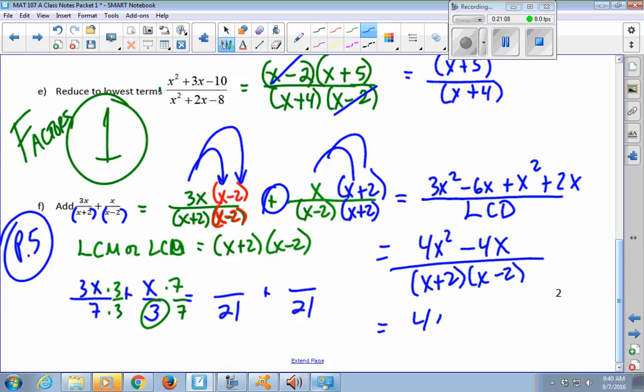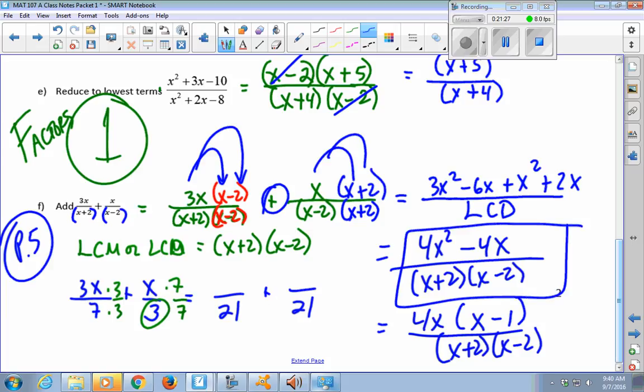4x. Let's pull a 4x out. And what do we have left? X, take away 1. Are there any common factors top and bottom? I don't see any x minus 2's in the top. I don't see any x plus 2's in the top. So this is reduced. So you can either leave it in this form or this form because you can't reduce it any further. Right? So that's a quick review of the first P2 to P6.